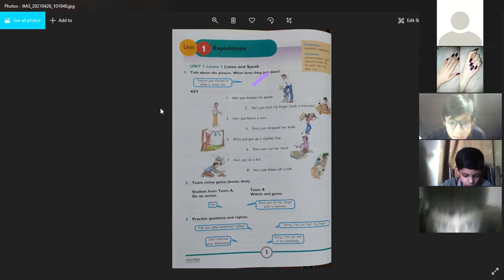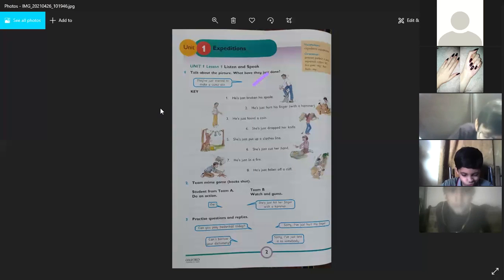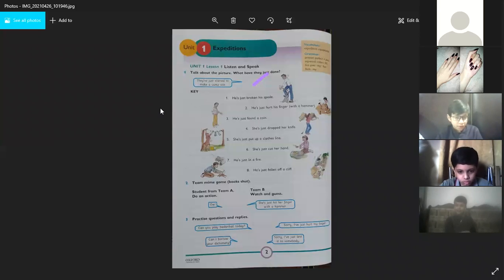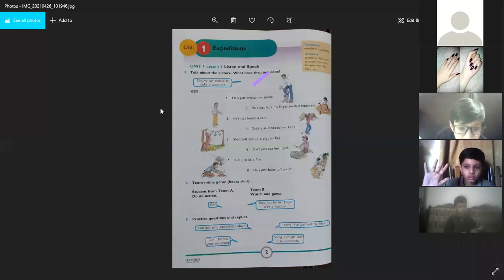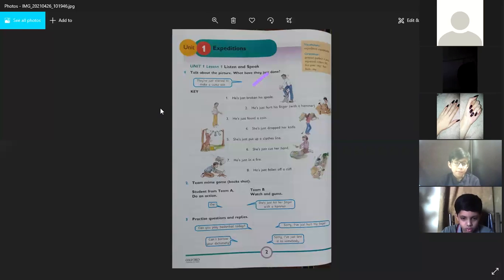Usman beta, unmute yourself. Teacher, this is Kulhari. No, this is not Kulhari and you don't call it Kulhari. This is a tool with a sharp edge. Teacher, shovel. Yes, kind of shovel. Yes, it is a kind of shovel through which we dig out the sand. Yes. So he has just broken his spade.